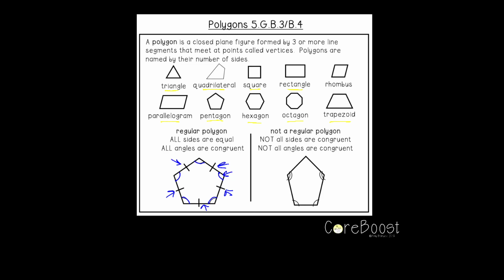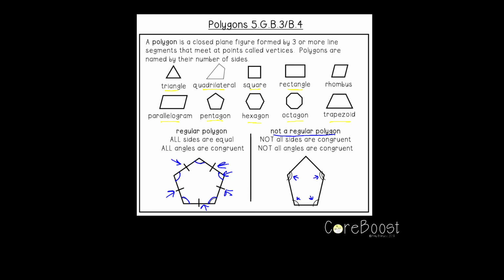So this polygon is a regular polygon. It has equal sides and congruent angles. Now let's look at the other shape that's not a regular polygon. So it doesn't have the markings of the last one. So we know that all these sides are not congruent, and we also know that our angles are not congruent. This one and this one may be the same, and this one and this one are the same, but not all 5 are the same, so it's not a regular polygon.